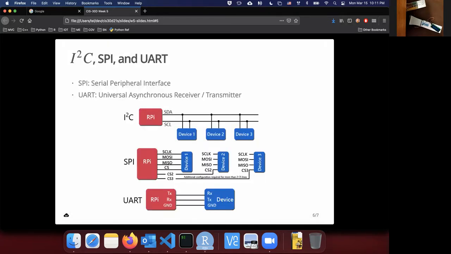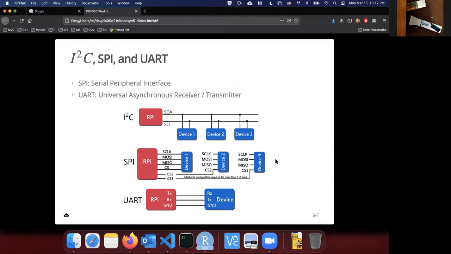Now, I2C is not the only interface, as I mentioned earlier. There are other interfaces supported by the Pi. The other one is actually faster than I2C. It's called SPI, Serial Peripheral Interface. The Pi has support for 2 devices, but if you want more, it gets more complicated. Typically, you can connect 2 of them fairly easily.